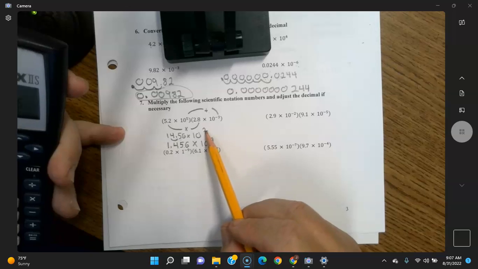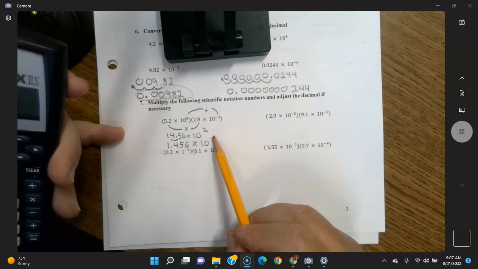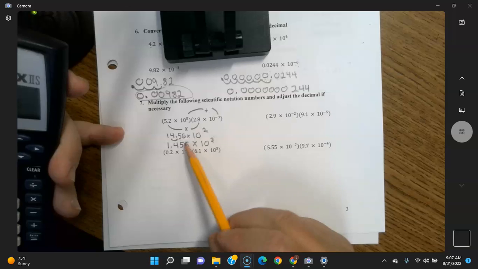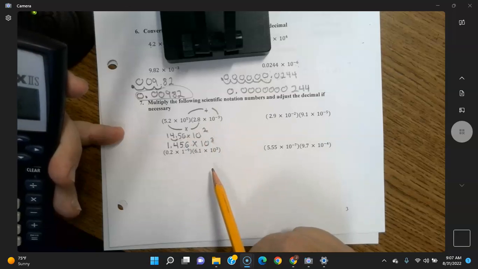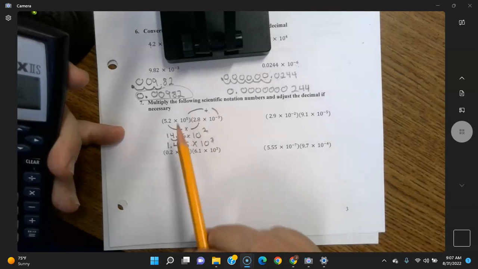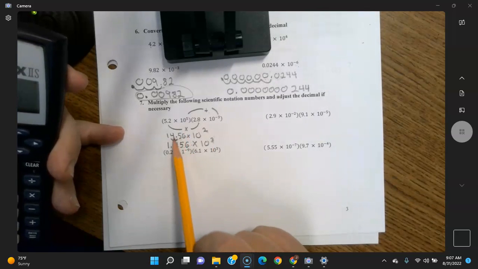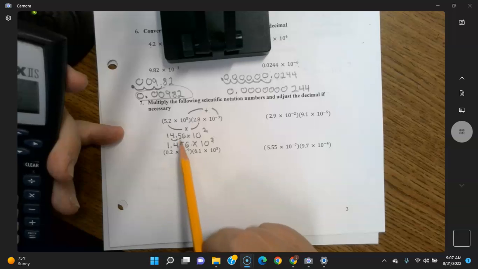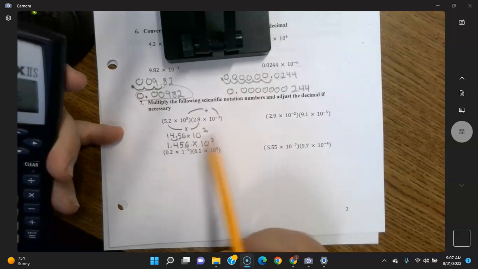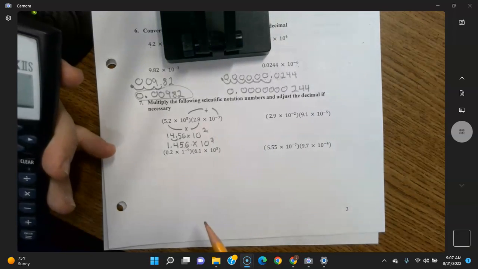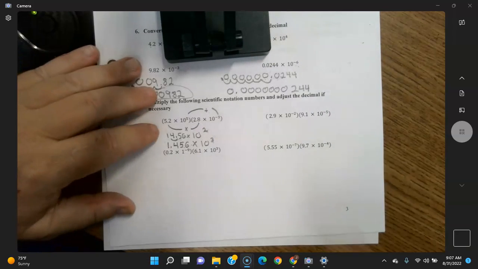When you increase an exponent of a 10 by one number, you've increased by 10 times. So divide by 10 times is offset by multiplying by 10 times. Again, just focus on the idea that if you make this number smaller, you have to make the exponent bigger. If you make the coefficient bigger, you have to make the exponent smaller. Okay? Let's do a couple more of these.